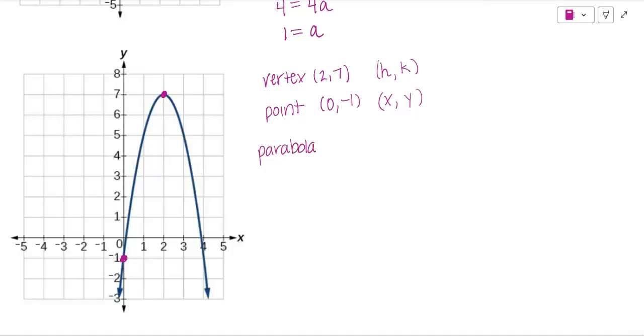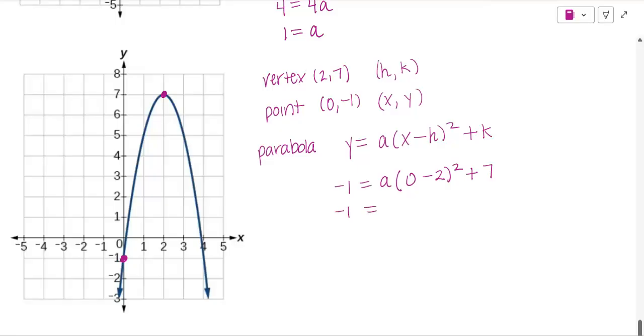So parabolas have the general format of y equals a times x minus h squared plus k. Let's plug in all the values that we have above. We'll put -1 for y. We don't know what a is yet. X is going to be 0. H is going to be 2. And k is going to be 7. So let's simplify this. This is going to be 4 times a again, plus 7.